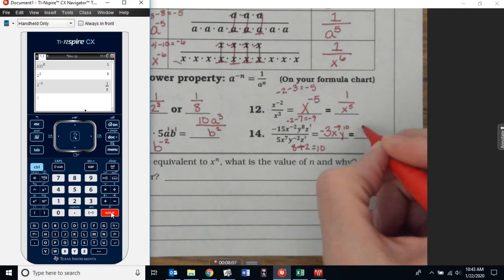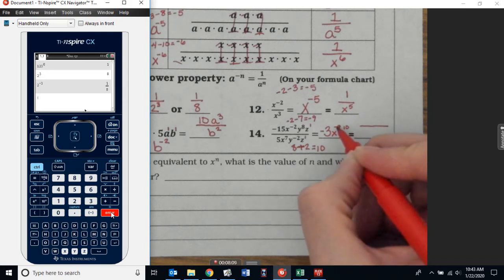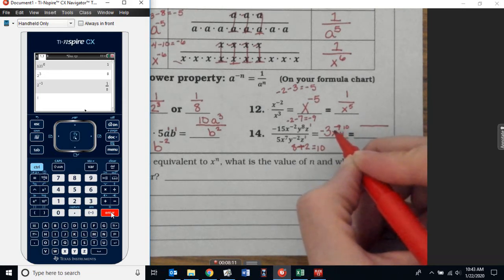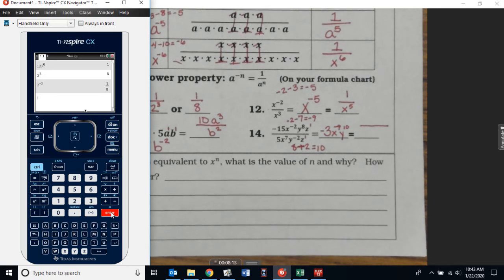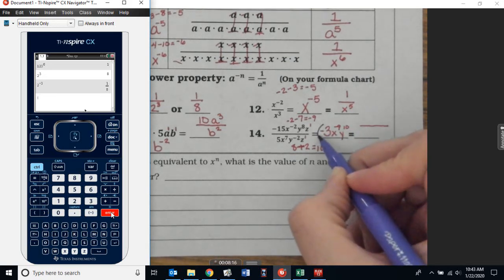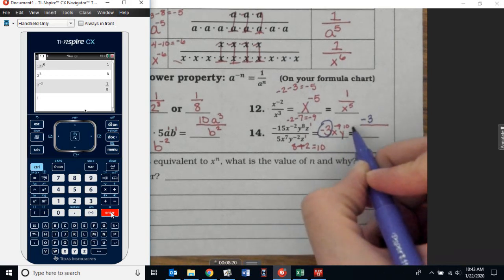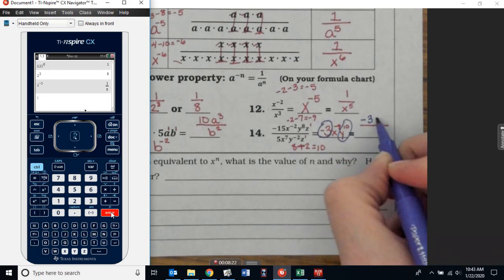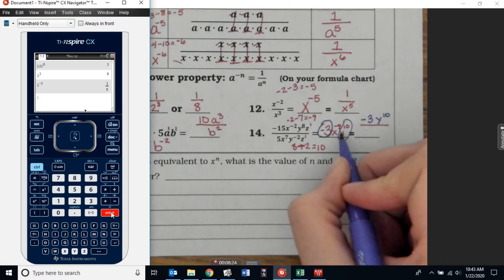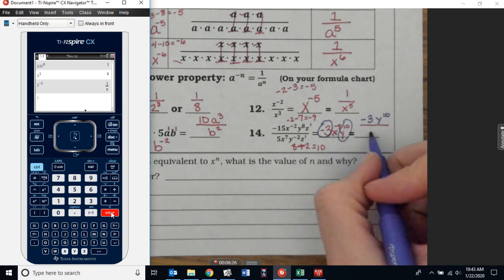So now I'm going to make a fraction bar because I have a negative exponent. And anything with a positive exponent, so this negative 3 has a positive exponent, it stays on top. The y to the 10th has a positive exponent, it stays on top. And then we make this one positive by moving it to the bottom.